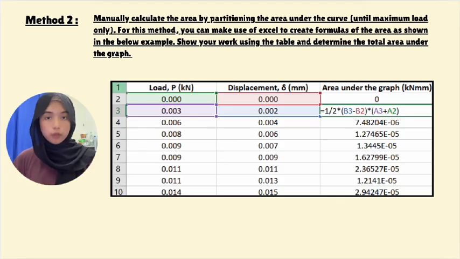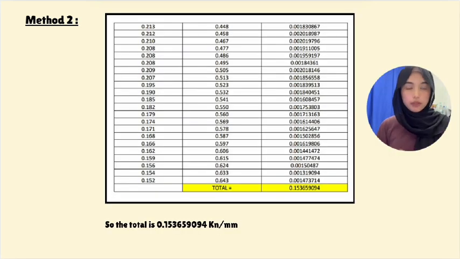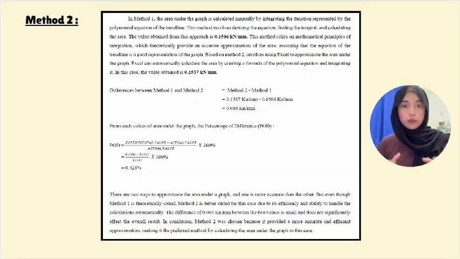So here's another formula to calculate the area under the graph using Excel. By using Excel, the area under the graph I got is 0.153 kN per mm. So for the conclusion, there are 2 methods that you can use to find the area under the graph, but method 2 is better because it is more accurate.